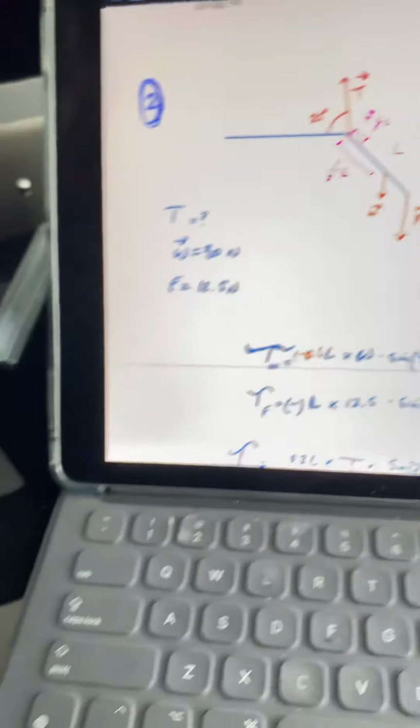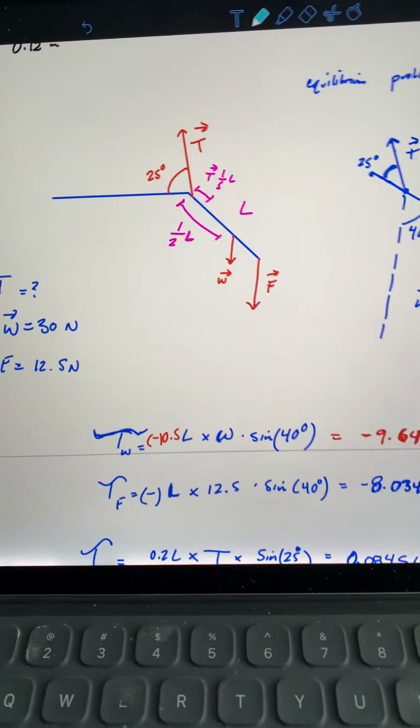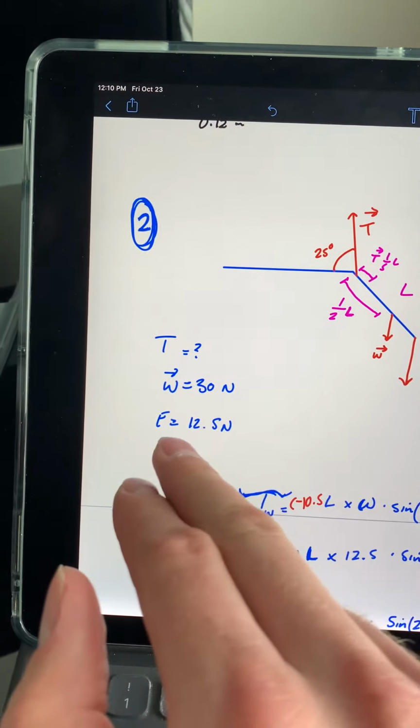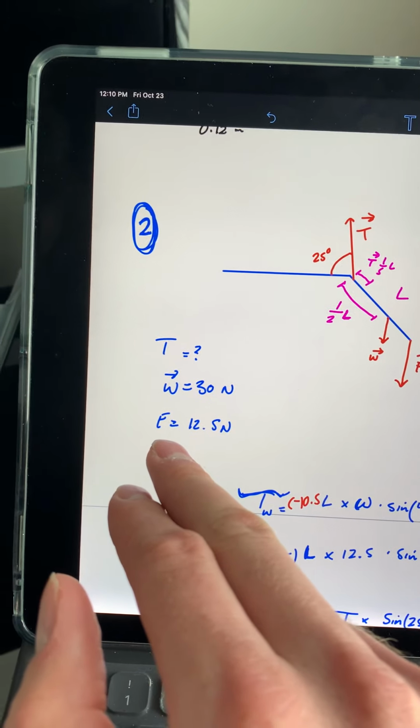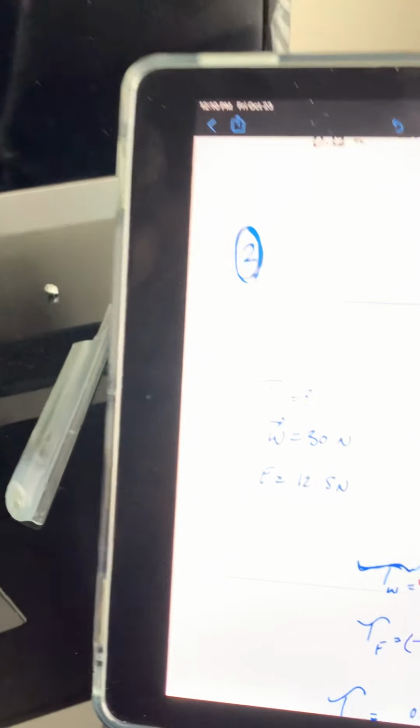So these are the calculations I did for it. I drew out my own free body diagram here. I don't know what T is. I know the weight force is 30 newtons, and I know that the force of gravity acting on the foot is 12.5 newtons. That should have an arrow over it, but whatever.